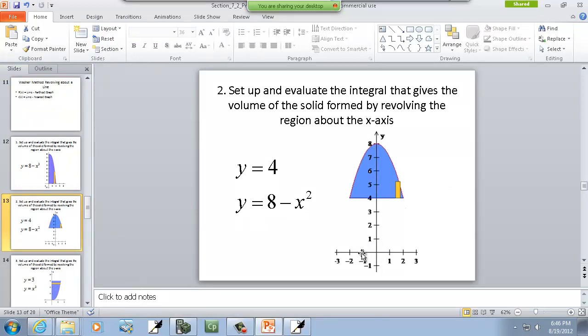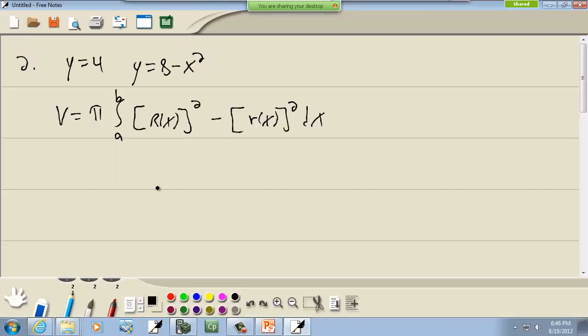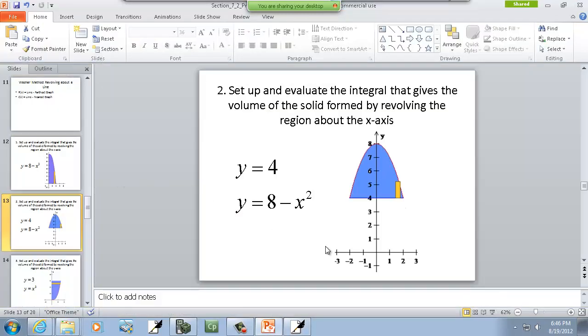Well, I'm revolving around the x-axis. The graph that's furthest away is this one. So this is our outer one. That's our capital R of x, the 8 minus x squared. And this little one closest to it is our inner, which is our little r of x, which is 4. So a to b, well, from -2 to 2.